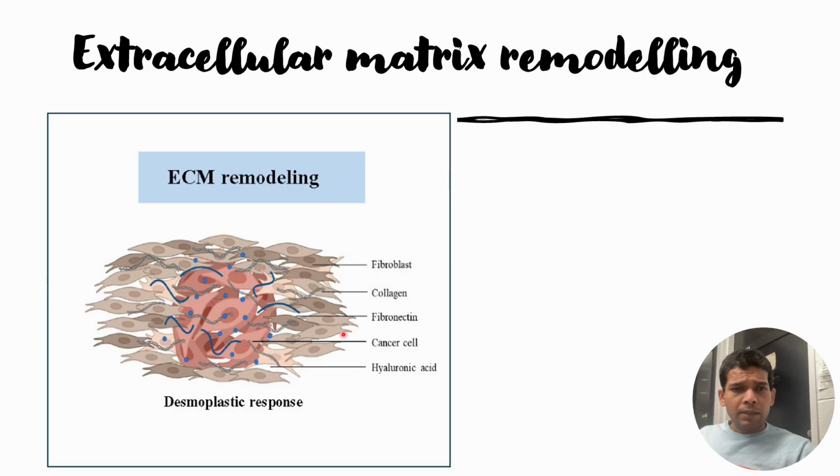And the next part is fibronectin. Fibronectin plays an important role in EMT, that is epithelial to mesenchymal transition, thereby helping tumor cell proliferation and, at the same time, migration. And the cancer cells are represented here in the red color in the center.